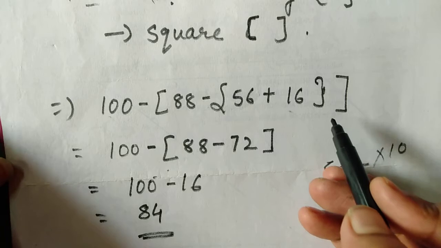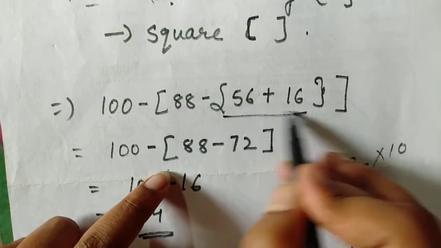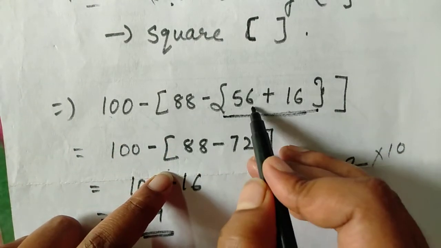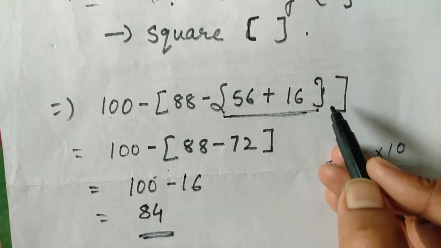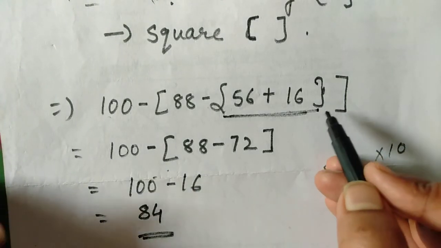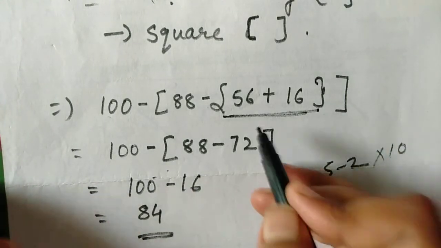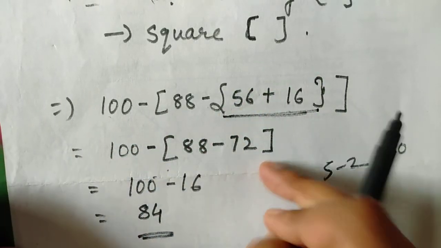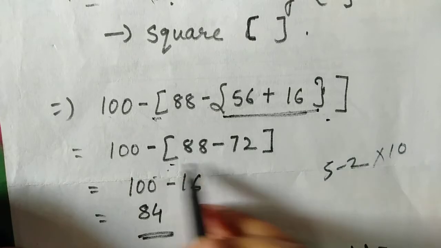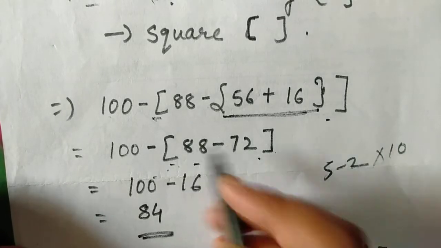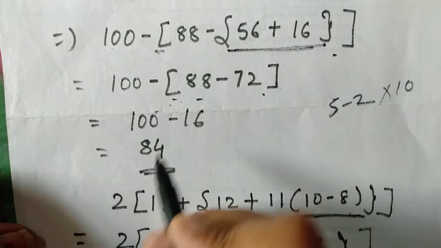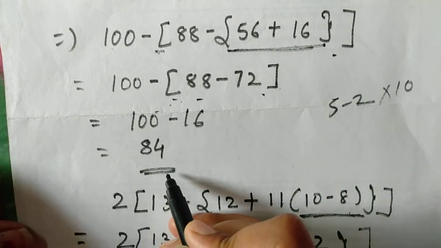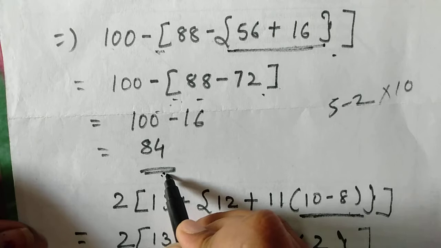Okay, then here next अब हमें क्या solve करना है? curly bracket solve करना है. So now 56 plus 16. What is 56 plus 16? That is 88. So 100 minus 88 minus 72. And last is our कौन सा bracket रहता है? square bracket. So 88 minus 72, that is 16. So 100 minus 16 is equal to 84. What is your answer? Your answer is 84.